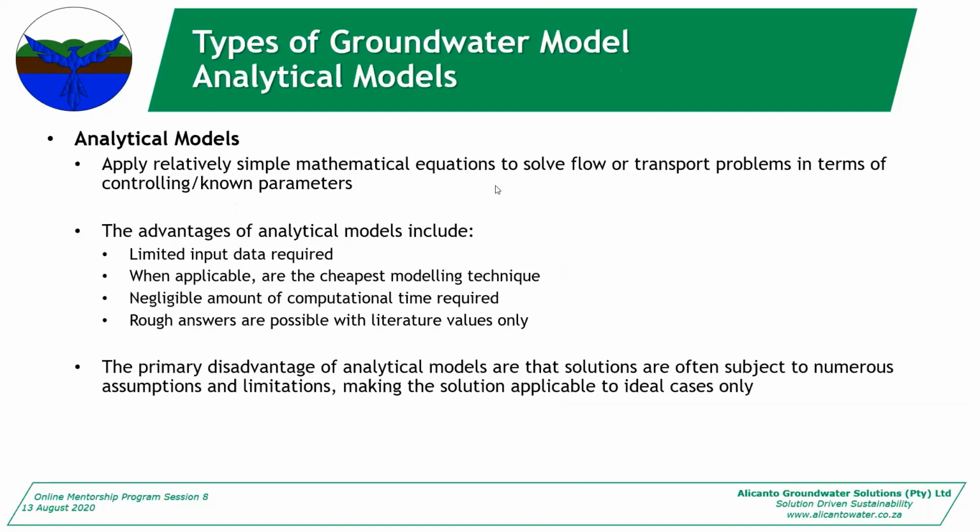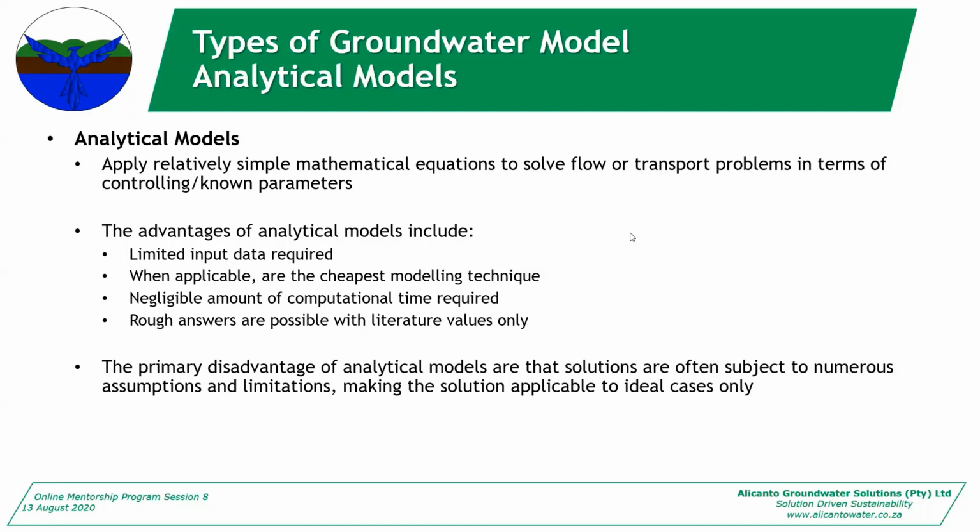The advantages of analytical models are that you have limited input data requirements. You only need to know one or two elements of your equation to do an analytical model sometimes. When they are applicable to your site, they're the cheapest modeling technique by far. The computational time required is negligible because it's usually just an Excel spreadsheet or something like that. Rough answers are possible with literature values only, so you don't always need site-specific data for an analytical model.